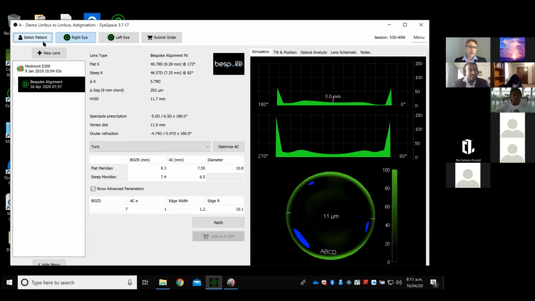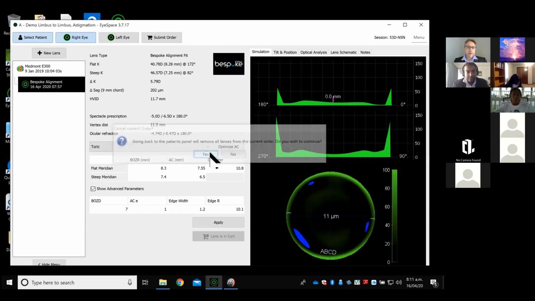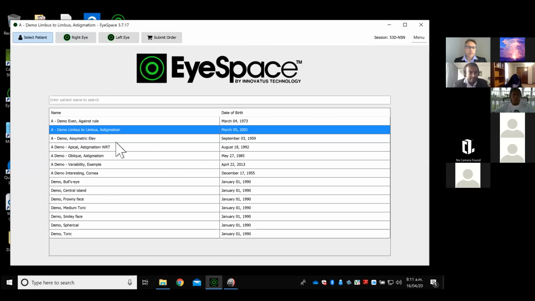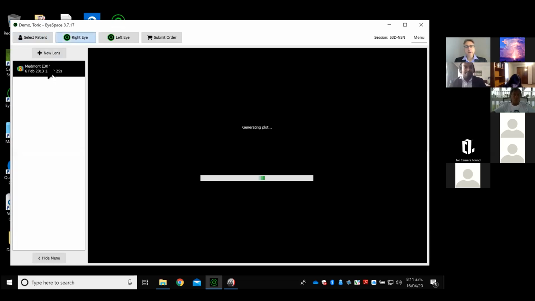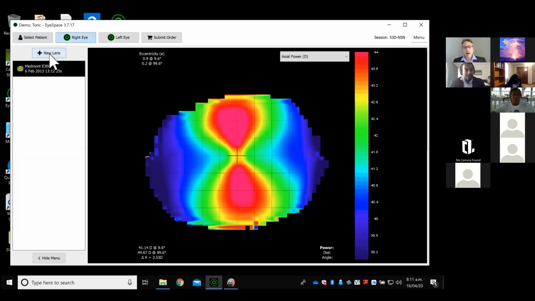So if we can go back to our patient base, when you open up iSpace for the first time, it's filled with these demo cases. In this case, we're going to take the demo toric, which is the bottom one there. And this cornea has about 3.5 diopters of corneal astigmatism.